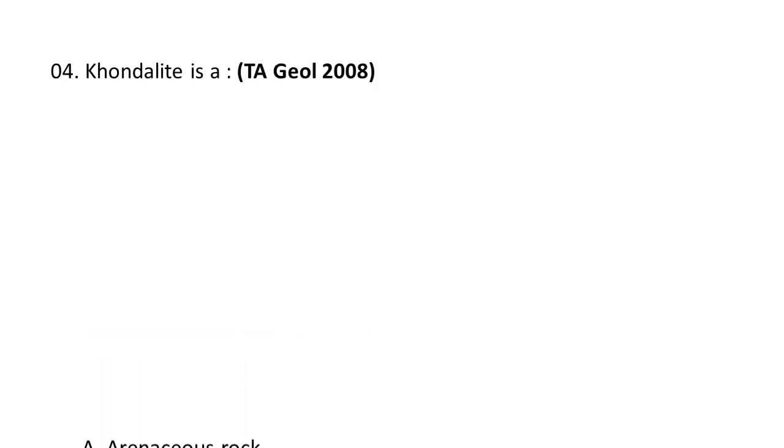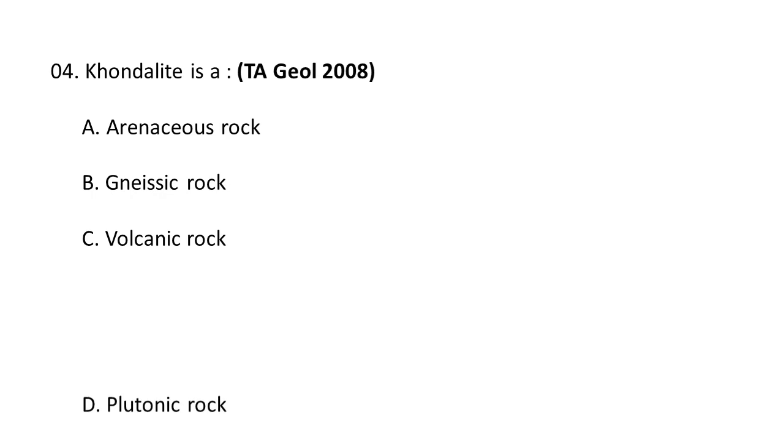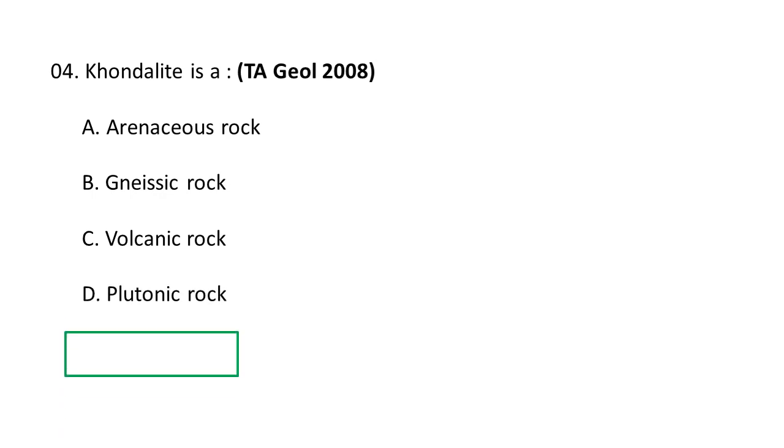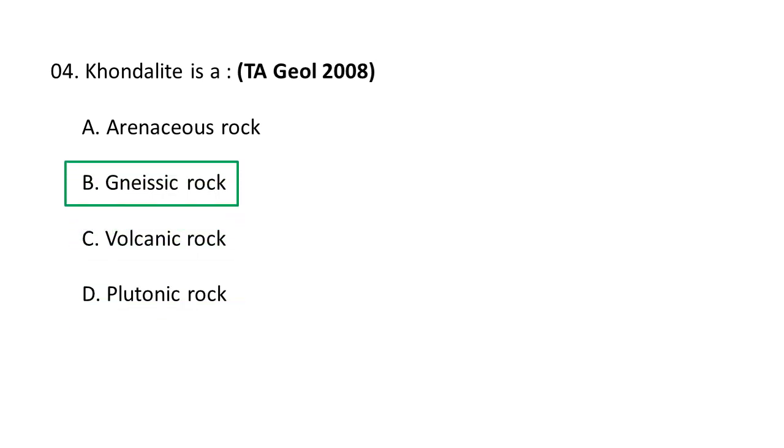Next question, khondalite is A. arenaceous rock, B. gneissic rock, C. volcanic rock and D. plutonic rock. Khondalite is a gneissic rock. So khondalite is the term used to describe a variety of high grade metamorphic rocks including gneisses. So khondalite is a gneissic rock.